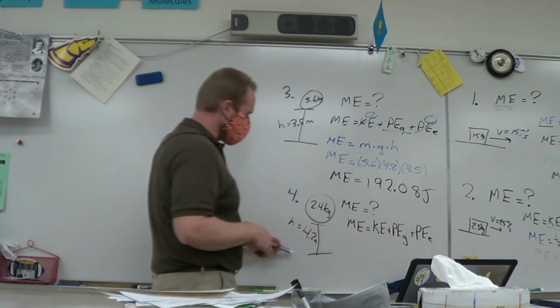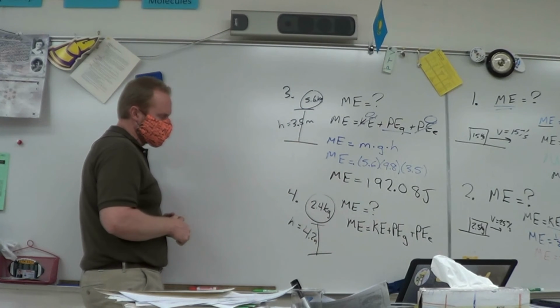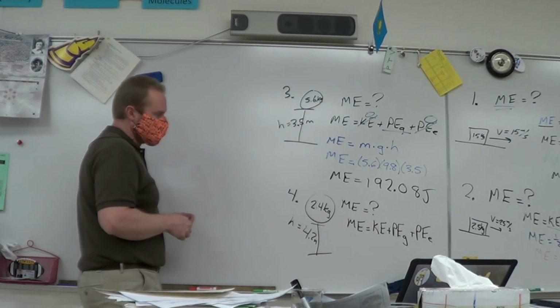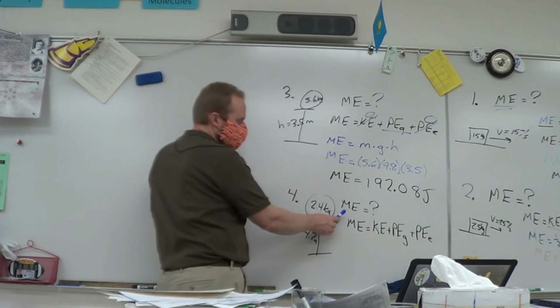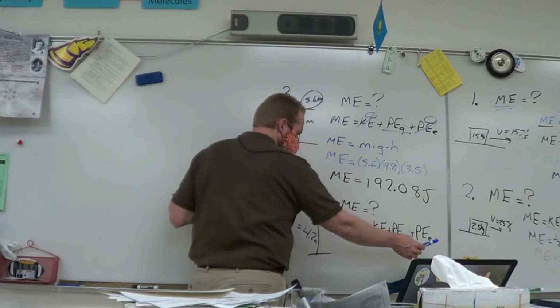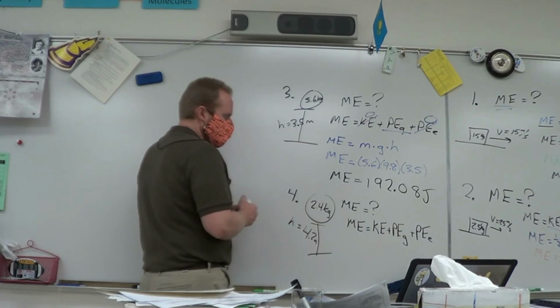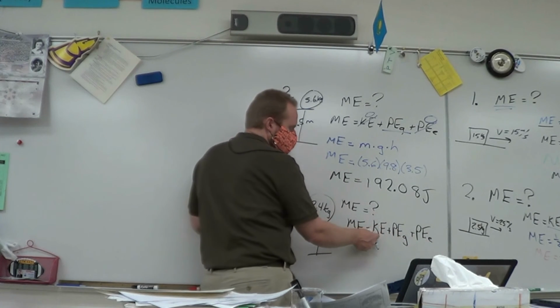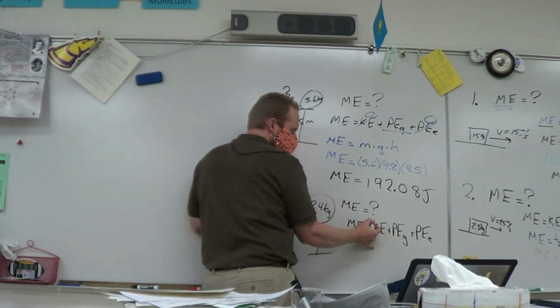Here's my picture: 2.4 kilograms, 4.2 meters tall. That's my height. It's a one location problem, ME equals question mark. How much kinetic plus gravitational plus potential elastic energy? We ask ourselves a question, KE: is the object moving? Which you would respond, no.